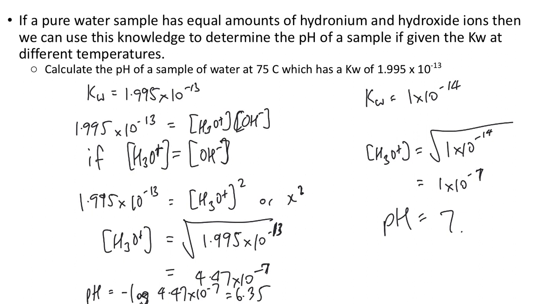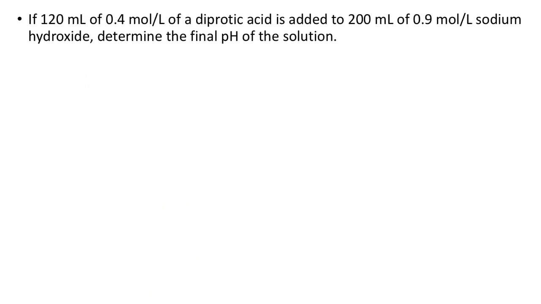Okay, a couple more calculations, all right? So this one here, limiting reagent again, but this time the sodium hydroxide, or the base, is going to be in excess. So let's go through this calculation, and then I'll have another calculation for you to try, and you can go do that on your own. Let's do this one, okay?